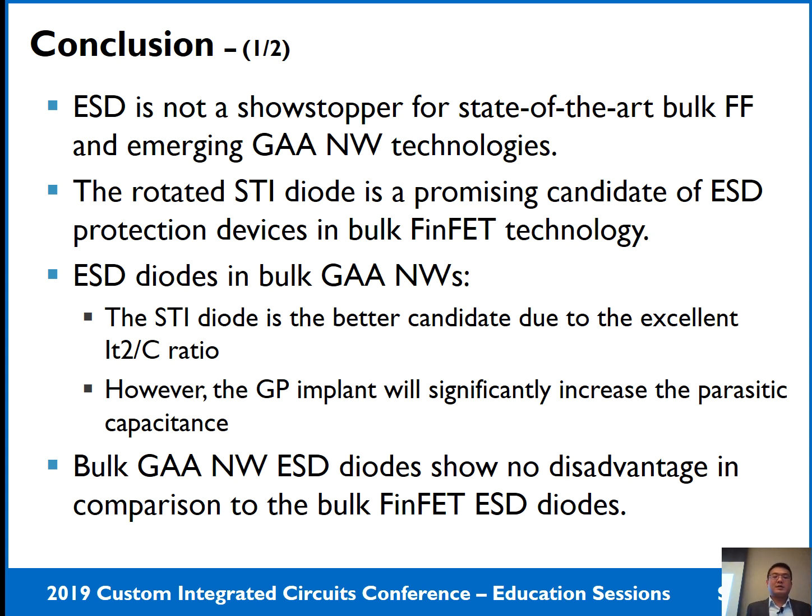Then for the ESD diode in bulk gate-all-around nanowire technology, again the STI diode is still a better candidate due to its excellent capacitance per parasitic capacitance. However, the additional process option, the ground plane implant, will significantly increase your parasitic capacitance, so this also needs to be dealt with. Then in general, the bulk gate-all-around ESD diode shows no disadvantage compared with the bulk FinFET STI diode.